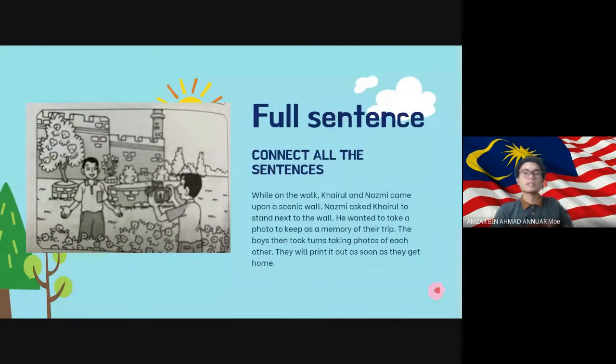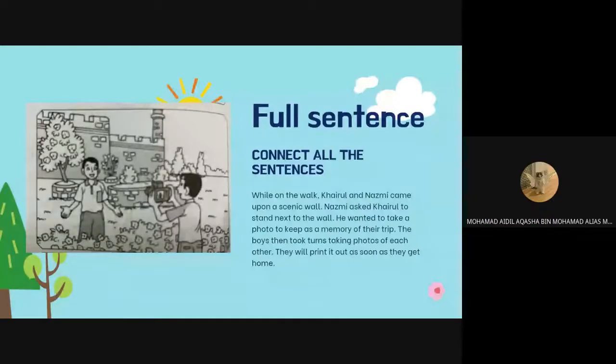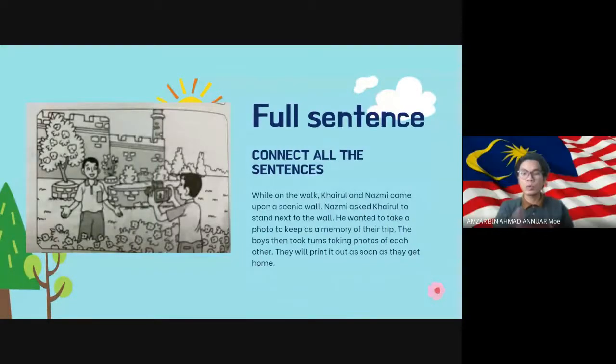Ada satu je subjek kat sini. Mana subjek dia? Subjek dia yang ni Nazmi. Okay. Third sentence. He wanted to take a photo to keep as a memory of their trip. Yang ni subjek dia yang mana? He wanted. He je. Wanted tu dah masuk verb dah. He saja. Okay. Ayat yang seterusnya.